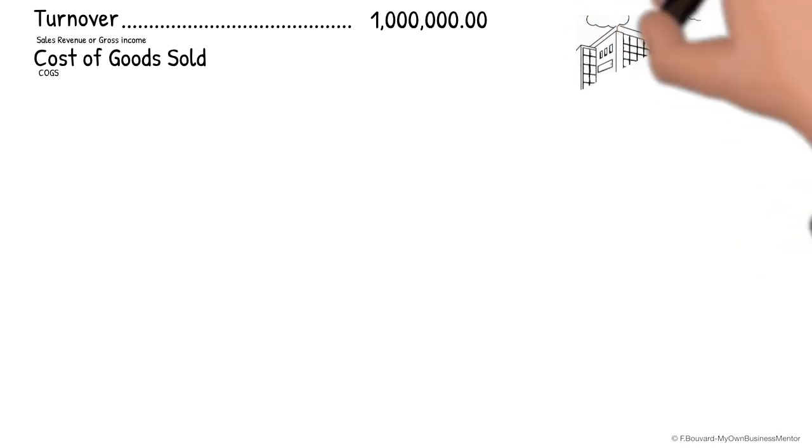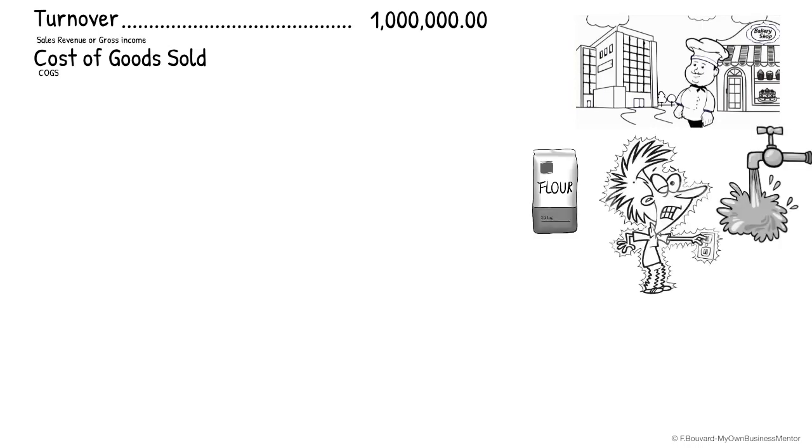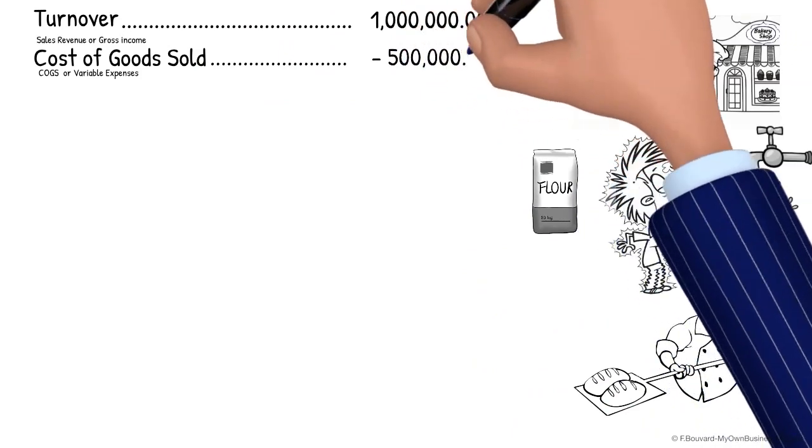Next is the cost of goods sold, also referred to as COGS. These are the direct costs of producing the products sold by the business. In a bakery, for example, the expenses directly associated with the production are the flour, the water, the electricity, and the baker's salary. The baker's salary is included in the cost of goods sold because their role is crucial in the production process, even though their compensation is not directly tied to the quantity of bread sold. Although some costs, like the baker's salary, aren't variable, out of convenience cost of goods sold is sometimes referred to as variable expenses. Let's assume the cost of goods sold totals $500,000.